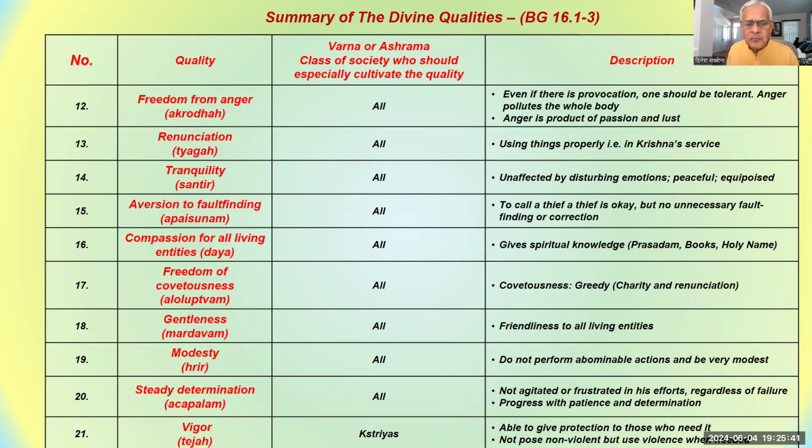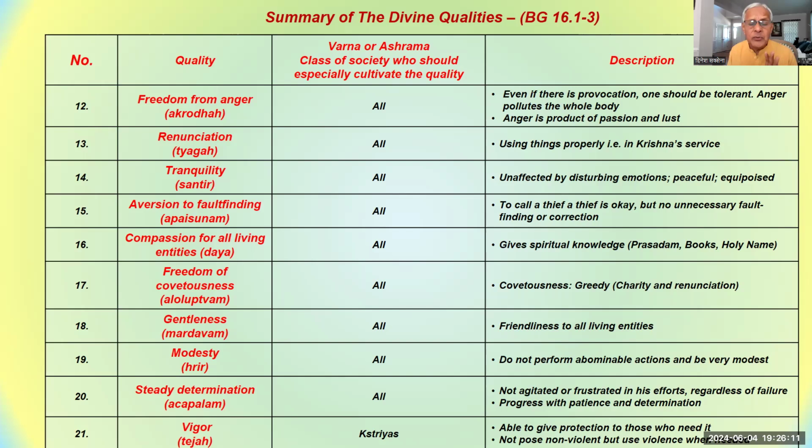Steady determination, achapalam, all. Not agitated or frustrated in his efforts, regardless of failure. Progress with patience and determination. Vigor, teja, kshatriyas, able to give protection to those who need it, not pose non-violent, but use violence when needed. So these qualities are for all, irrespective of their varna or ashrama.